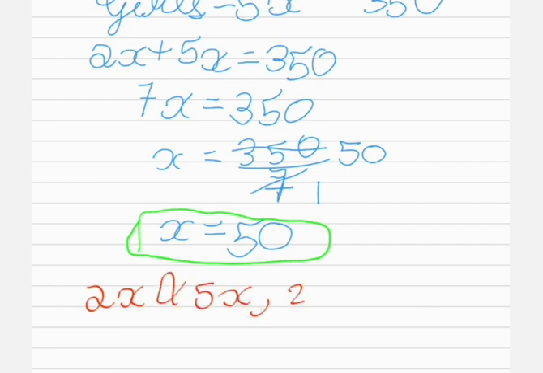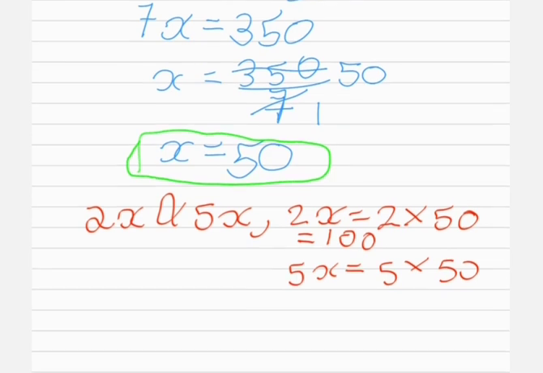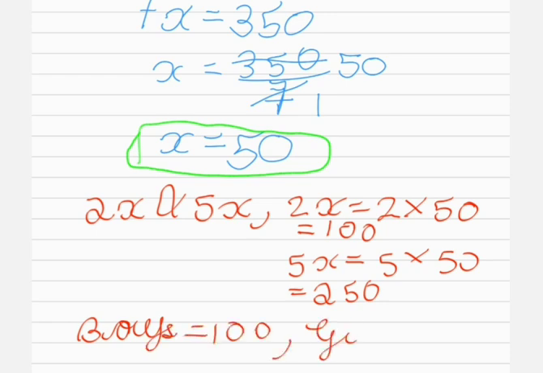First, 2x will equal 2 into 50, which is equal to 100. So there are 100 boys, and 5x will equal 5 into 50, which is equal to 250. So the number of boys is 100 and the number of girls is 250.